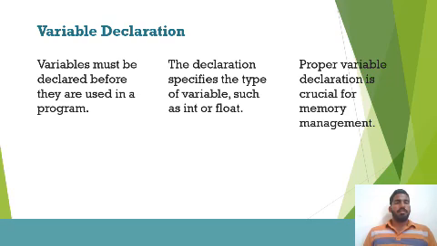Variable declaration. Variables must be declared before they are used in a program. The declaration specifies the type of variable such as int or float. Proper variable declaration is crucial for memory management.